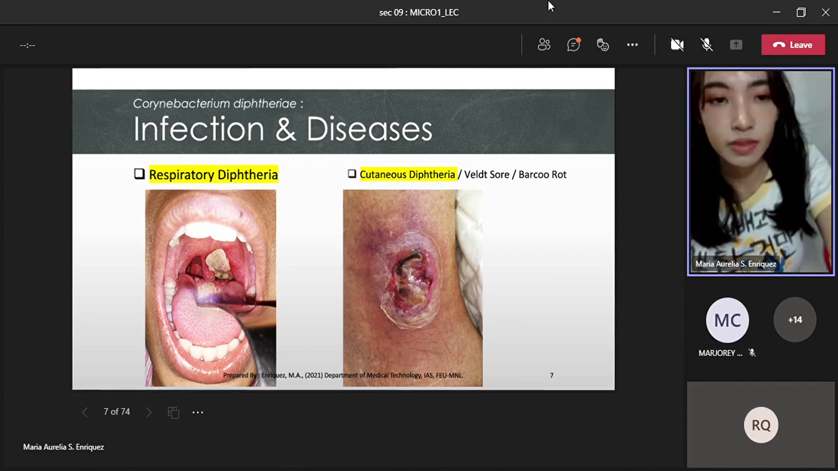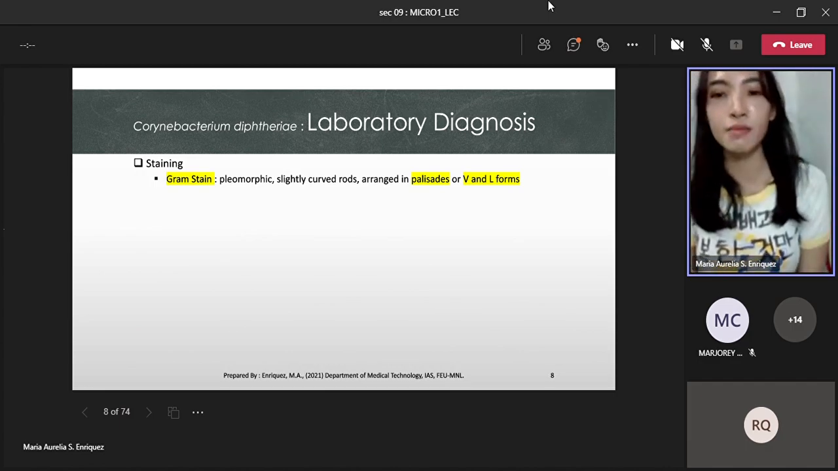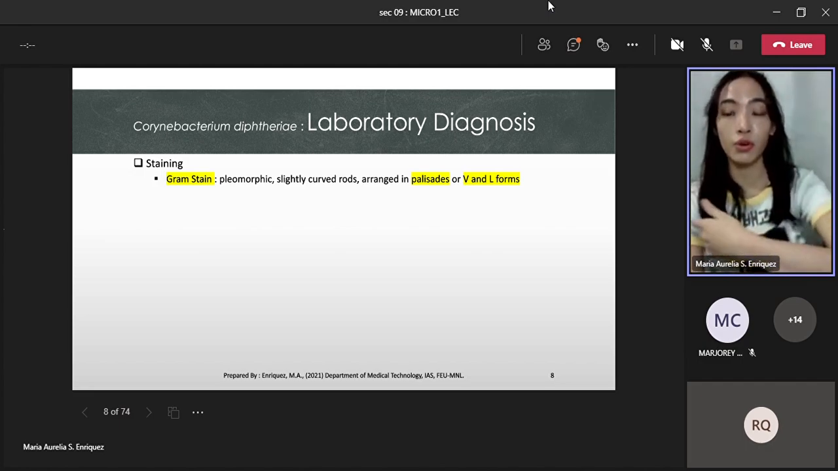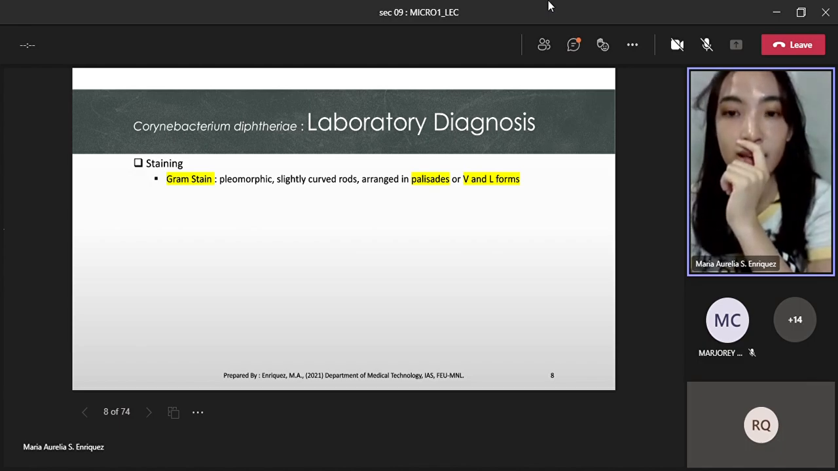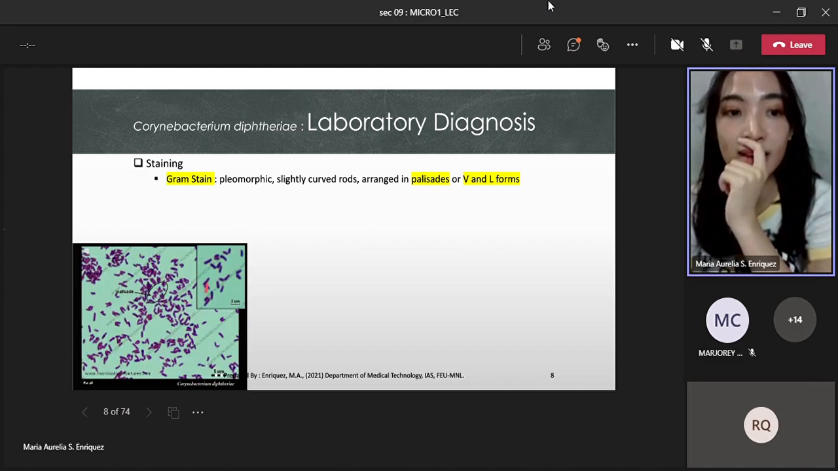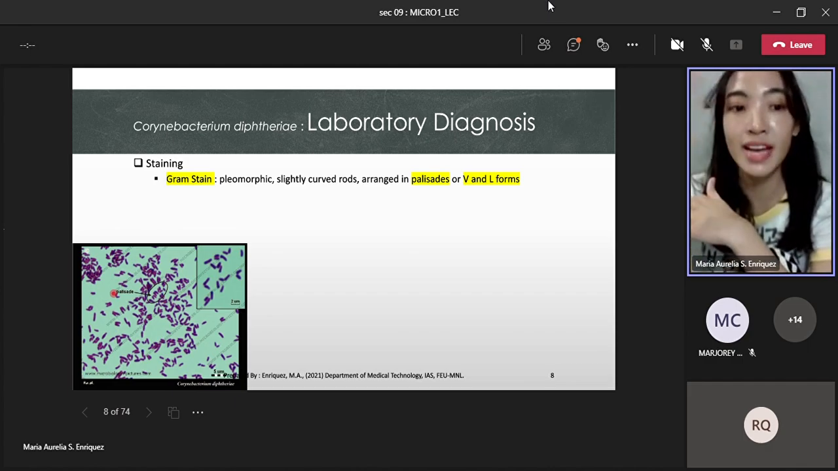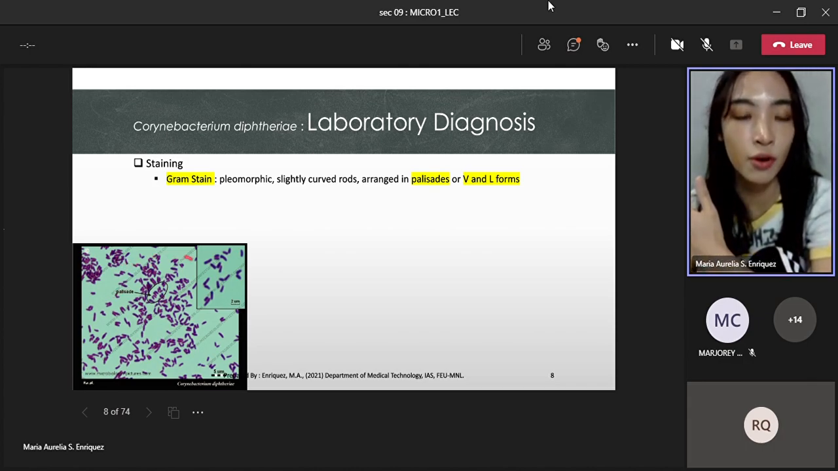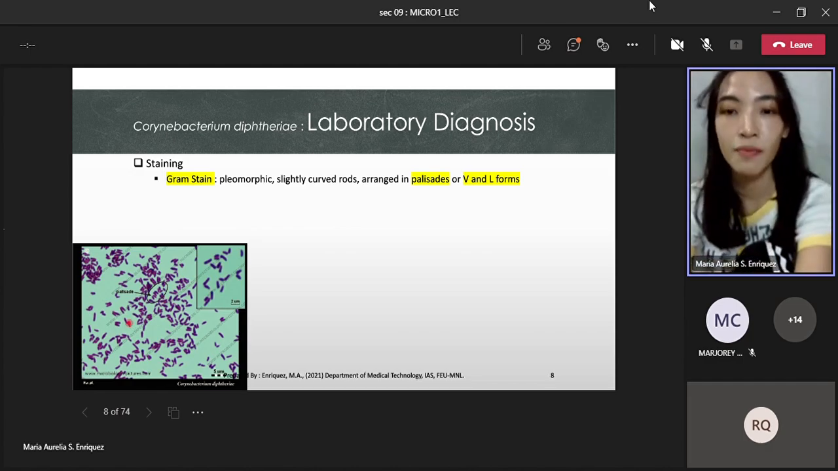Okay, on to laboratory diagnosis. Corynebacterium diphtheriae is highly pleomorphic, and this is also gram-positive. So it is a gram-positive bacillus that appears in palisades. So pag sinabi pong palisades, they are arranged side by side. So magkakatabi sila diagonally. Yun po yung meaning when we say palisade. So as we can see here in this photo, naka-point naman po dun sa arrow kung nasaan yung itsura ng mga cells that are arranged side by side in palisades.